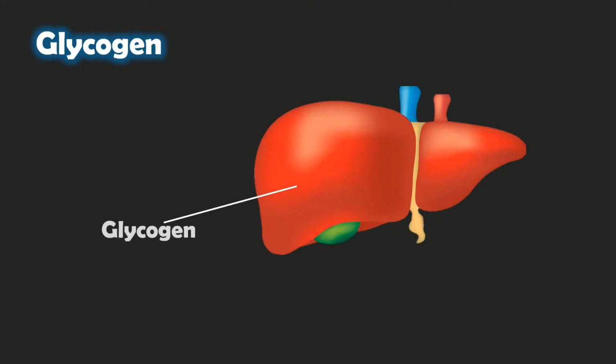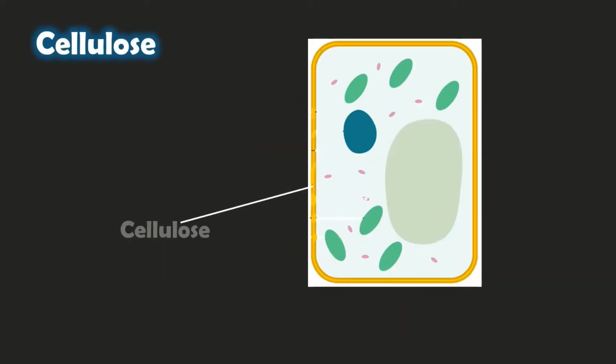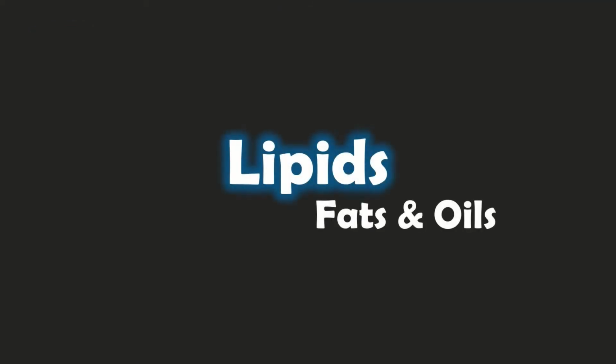Starch stores glucose in plants and chlorophytes. Glycogen can be seen in animals and fungi. In animals, it can be seen mostly in the liver. Cellulose can be seen in plant cell walls and cannot be digested by humans. After discussing carbohydrates, let's move on to lipids, and what I mean here is fats and oils.